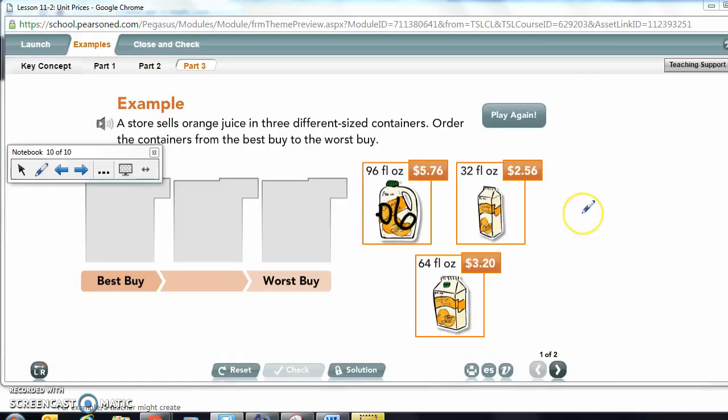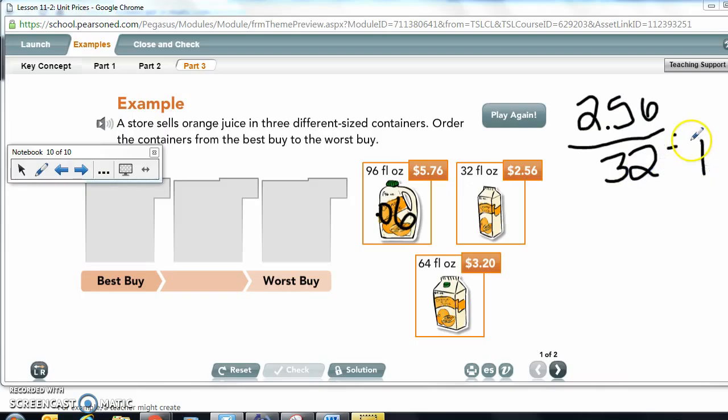This one, for the 32, we need to do price, so $2.56 over amount, so over 32. And we know that we're going to have to divide by 32 to get 1, because we're trying to figure out how much 1 is. So if we're comparing 1 ounce in each of these, we're going to be able to figure out which is the best buy for your money. So divide by 32. So 256 divided by 32.